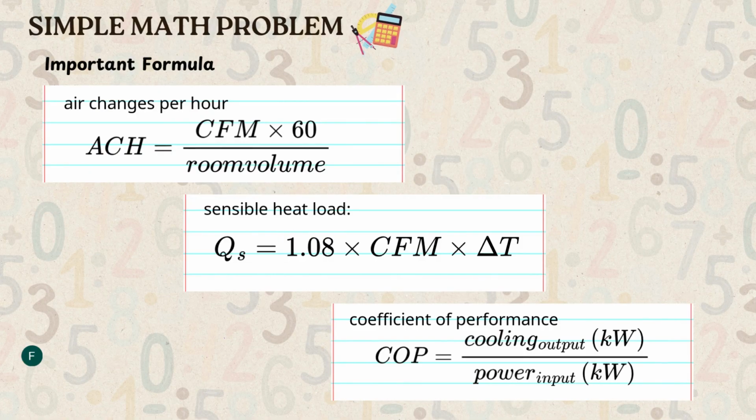Simple math problem. Before we begin the calculations, these are the main formulas involved in the problems. We have the formulas for sensible heat load, air changes per hour, and the coefficient of performance. I will apply each of these formulas in the examples.